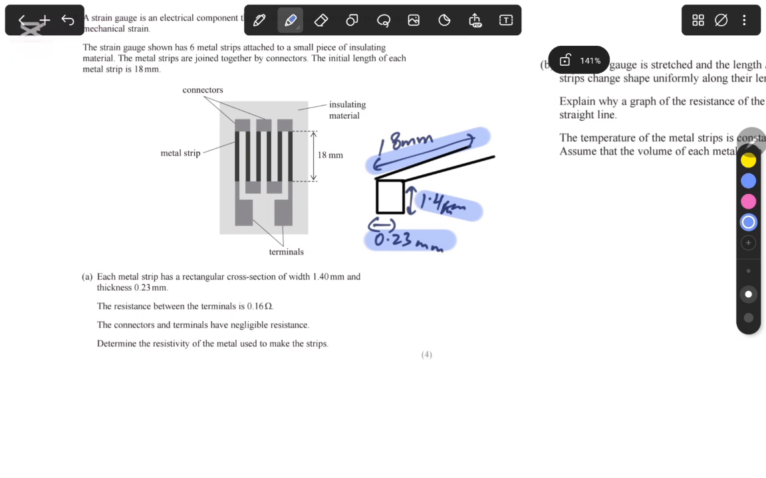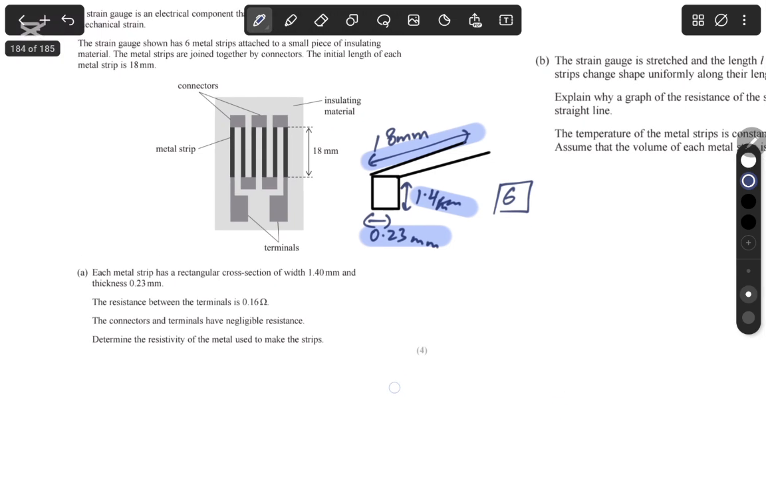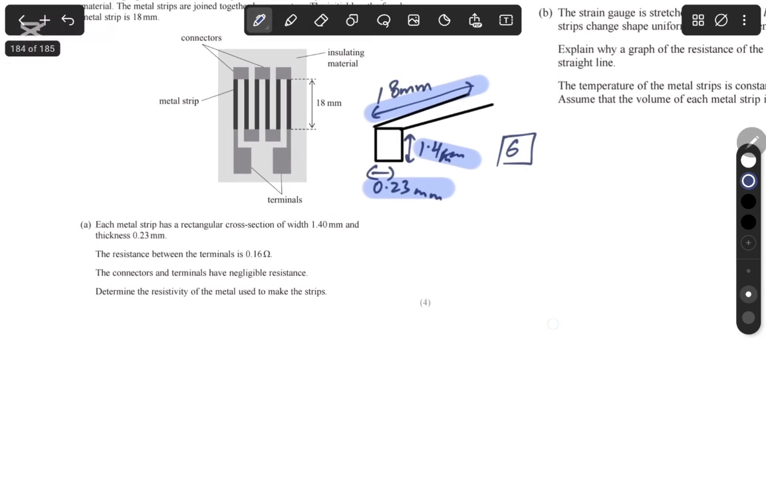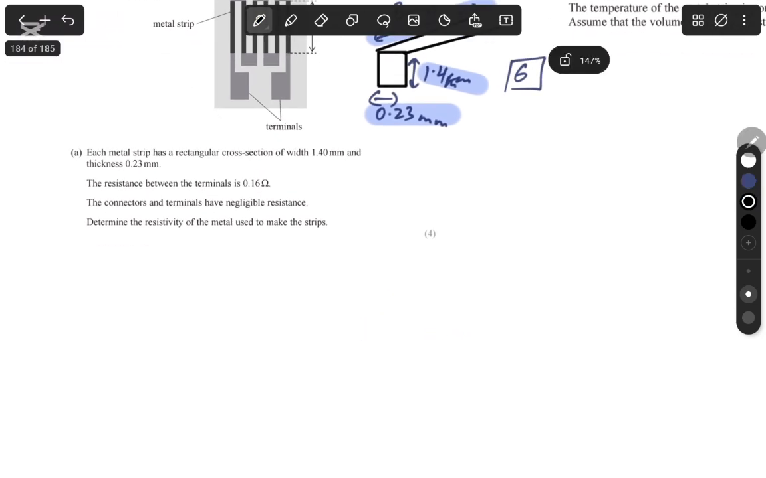Okay, we have 6 total metal strips. They have given you the resistance of 0.16 ohms between the terminals. So let's just do this real quick. We're going to use the formula: the resistance is equal to rho L over A.